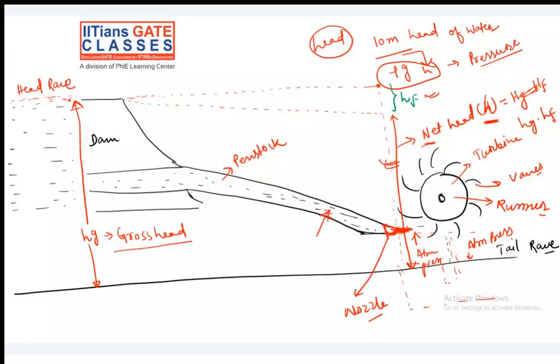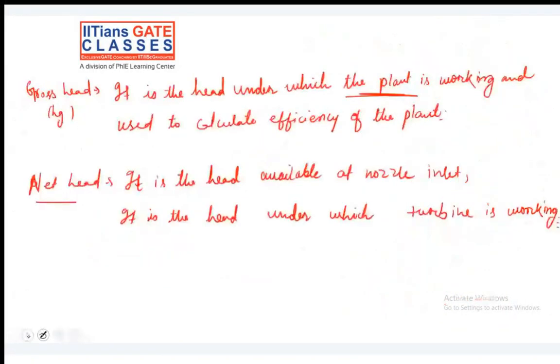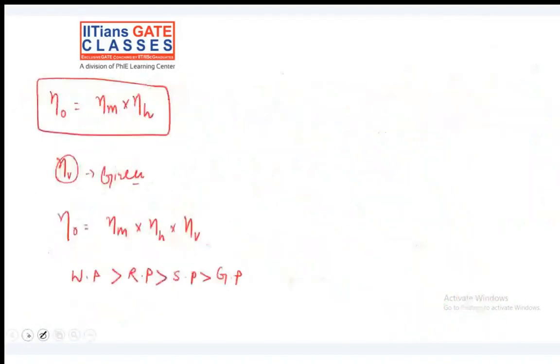But here what did I say? That I have converted all my pressure energy into kinetic energy. Then what do I mean? That I am having only kinetic energy here, which means my pressure is at atmospheric level. Similarly, when the water passes through the tail race, it is at atmospheric pressure. Got the idea? Okay.